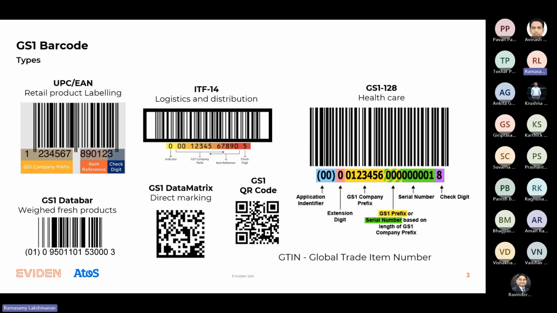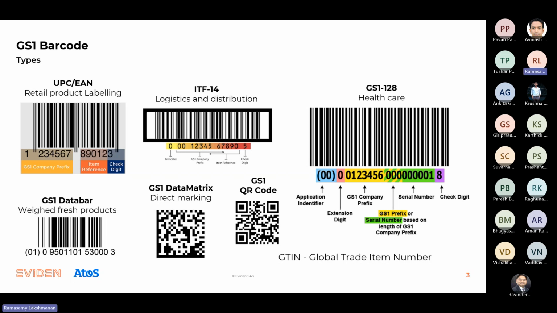All the barcodes will have the GTIN. GTIN is the Global Trade Item Number. Using this, they track all other data, like what the product is and the price and everything. So this UPC-EAN is used for retail product labeling.